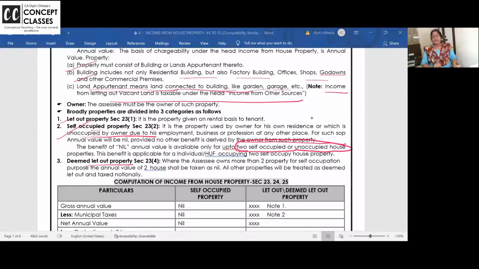This also: let out property is which you give on rent, or sometimes that may be vacant. Self-occupied property is where either you stay there or let it be unoccupied. If your self-occupied property is not occupied, you are staying in Mumbai and your Hyderabad house you are giving out for functions and weddings and all on rental, it will not be self-occupied. It will become let out property. What is deemed let out property? Assumed to be let out.